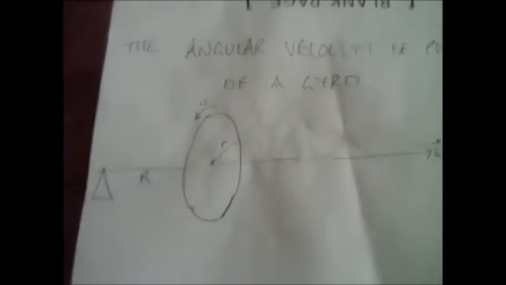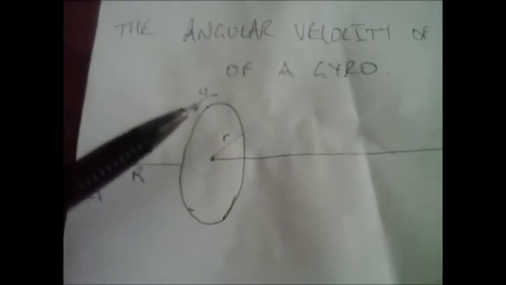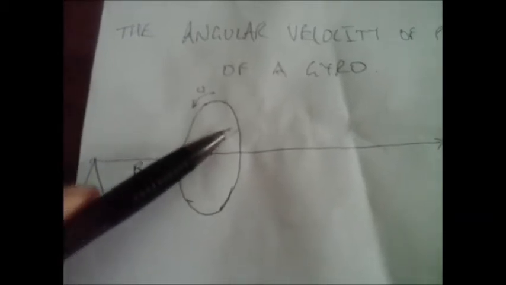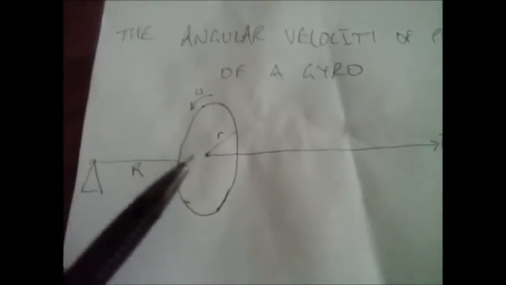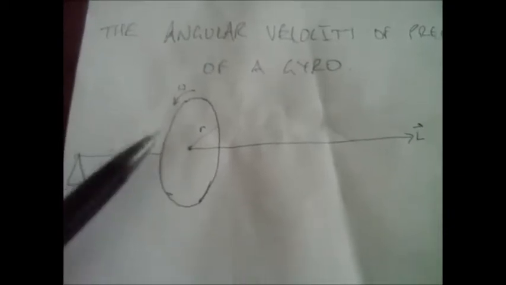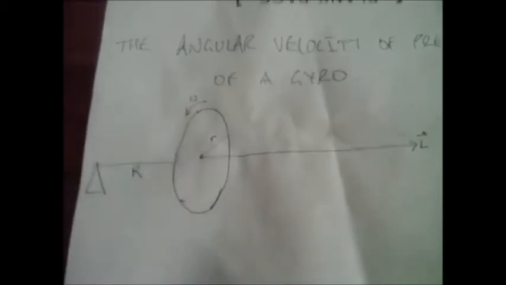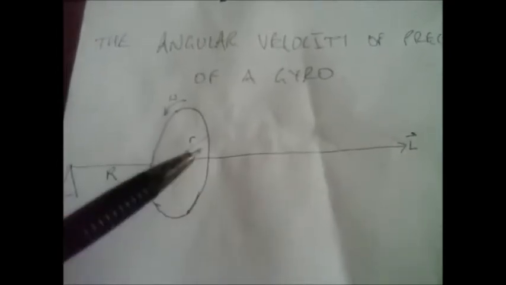Okay, consider the following situation. I've got a spinning disc spinning at angular velocity omega radians per second. The disc has a radius small r and it's situated at a distance big R away from a fixed pivot point. Now, using the right hand rule, as the disc spins anti-clockwise as I'm looking from this side, we'll get an angular momentum vector L going along there, perpendicular to the plane of rotation.